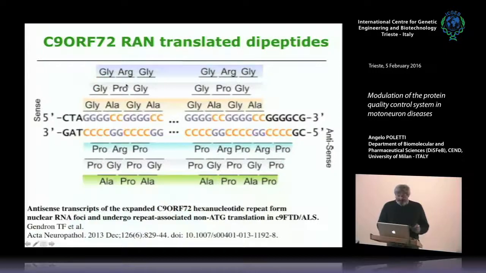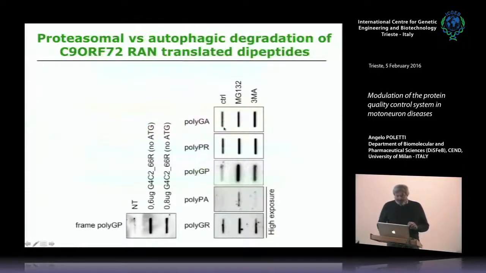And we know, many scientists have worked on that in recent years, that this stretch produces dipeptides like Gly-Arg, Gly-Pro, Gly-Ala, and also on the antisense strand, which is translated. So we have five different dipeptides. Those are not proteins, they are not misfolded proteins. They have no functional domain, they are just dipeptides. They accumulate in the cells and can be targeted by HSPB8. Only poly-PA does not accumulate in basal condition, because it is removed by the proteasome.